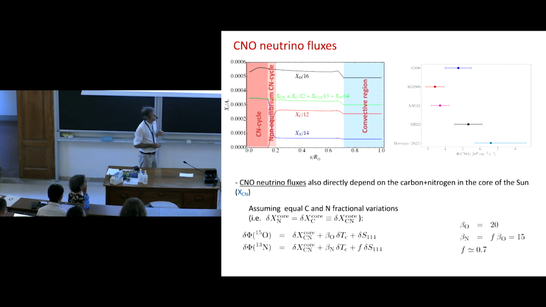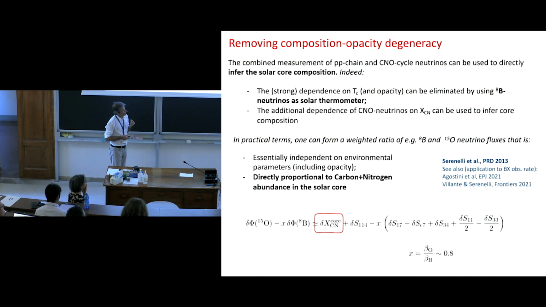So this extra dependence allows us to extract the solar composition independently of assumptions on the other parameters, and so to break the composition-opacity degeneracy. So the combined measurement of PP chain and CNO cycle neutrinos can be used to test solar composition directly. The basic idea is that one can use the dependence on the central parameters of the boron neutrino flux and its determination to infer the central temperature of the sun, and then the extra dependence of the CNO neutrinos on the composition is used to infer the chemical composition of the solar core.